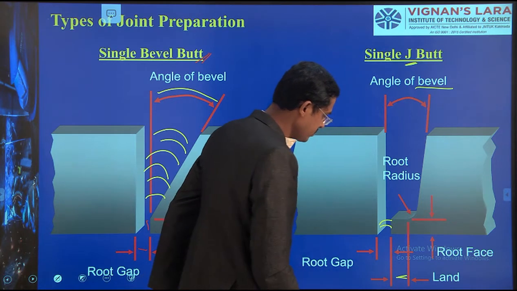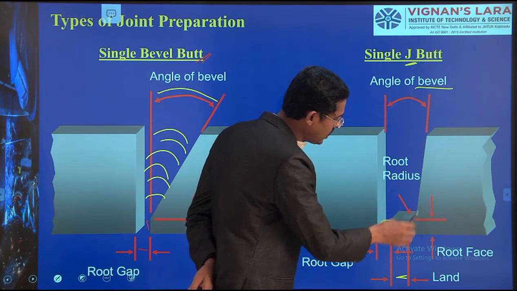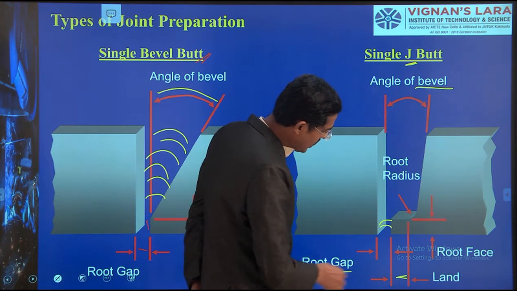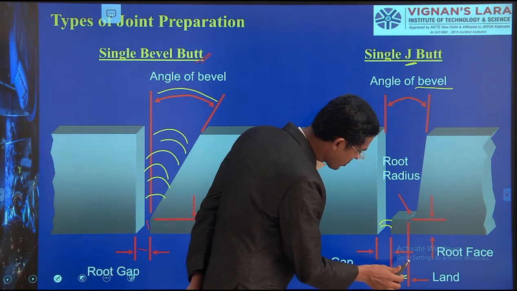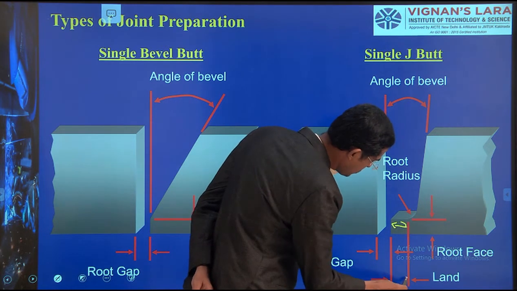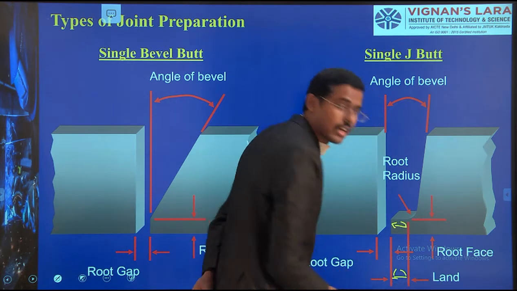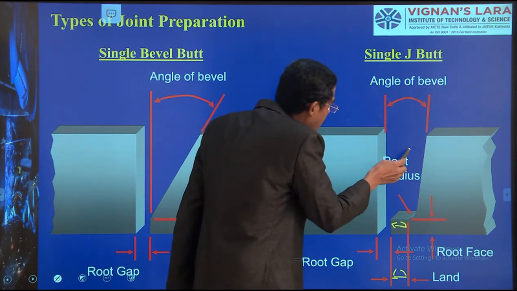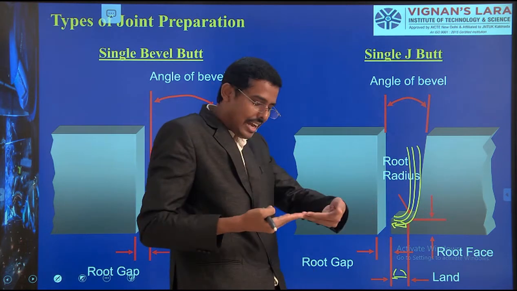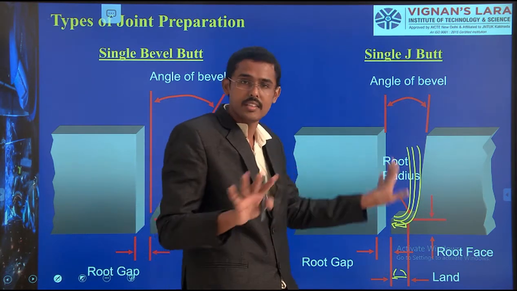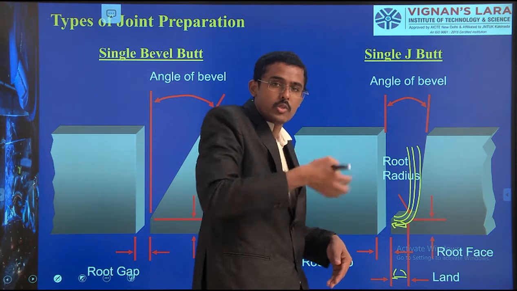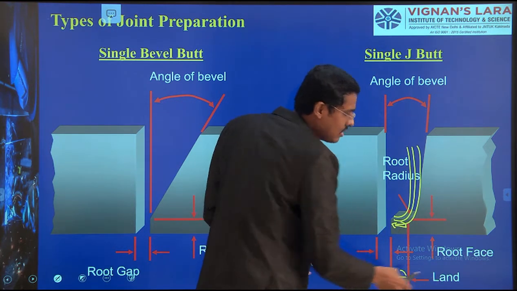Root gap, root face, but here this is called the root land. This is the root gap, okay. Then I am talking about this region, this gap, which they call the land. The J, how much length should it come? I can put a J here. How much is the landing length? We are not concerned with the height, but how much landing, how much should we machine inside? That landing is called the land.